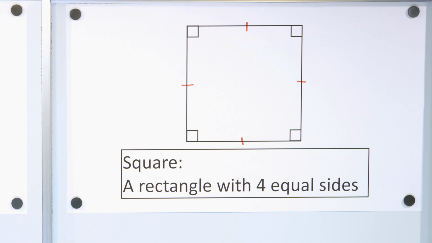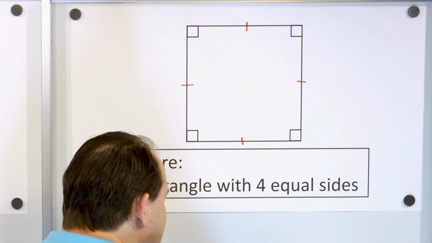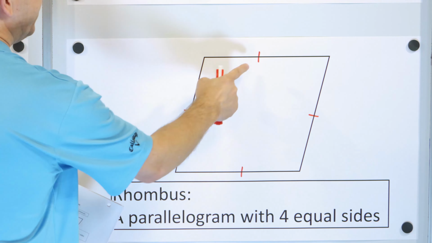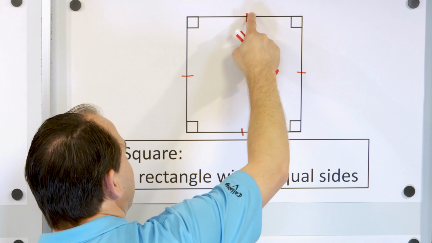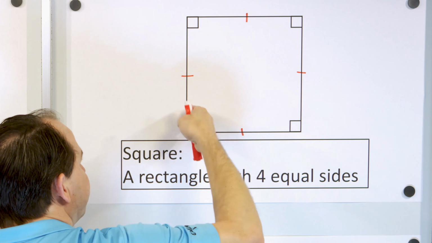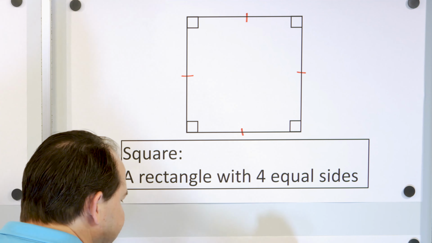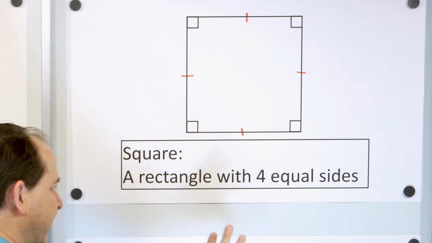And then we have a square and a rhombus, and you can think of a rhombus here as being a slanted square because these sides are all equal, and in a square, these sides are also all equal, and this is parallel to this, and this is parallel to this, and in the rhombus, this is parallel to this, and this is parallel to this, so that's all the same.